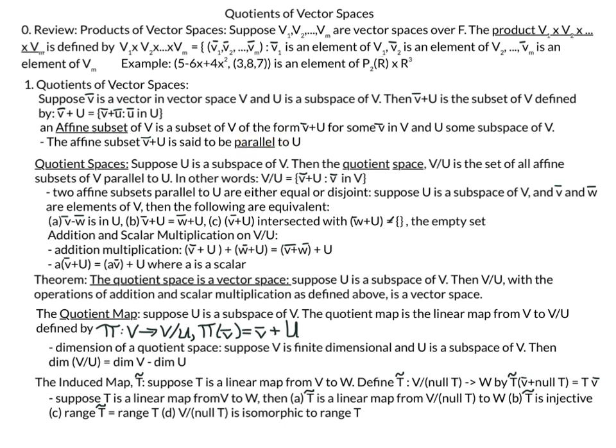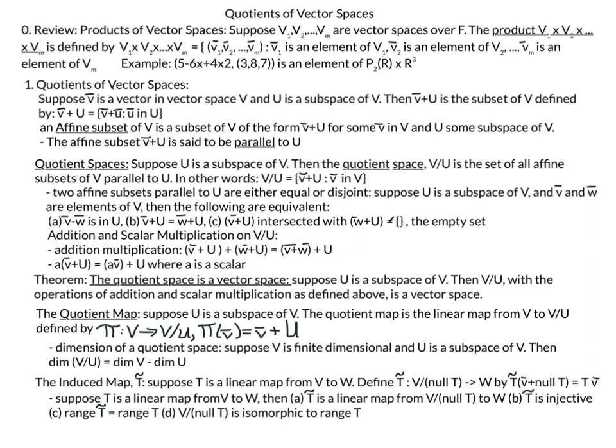Next, we group all of our affine subsets for a subspace U, and we call it a quotient space. Suppose U is a subspace of V, then the quotient space, which we note V over U, is the set of all affine subsets of V parallel to U. In other words, the quotient space V over U is equal to v plus U for all v in the vector space V. We have this theorem that says two affine subsets parallel to U are either equal or disjoint.